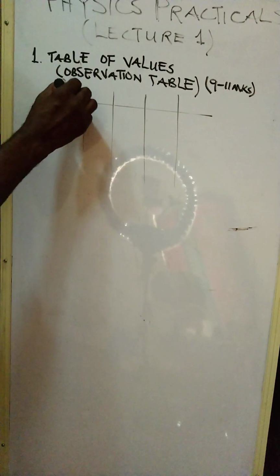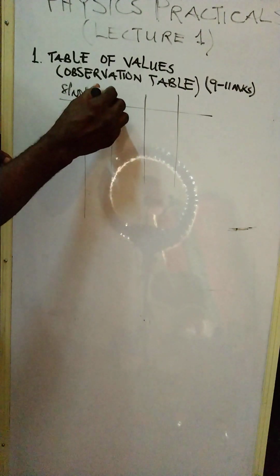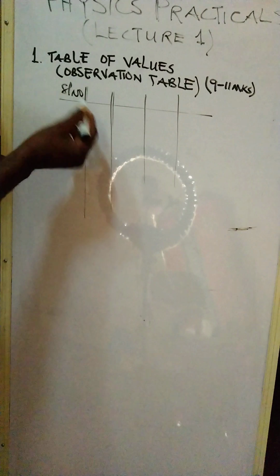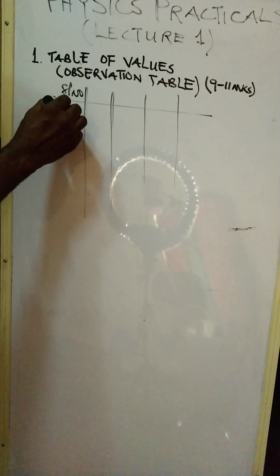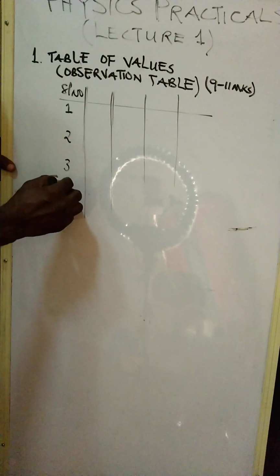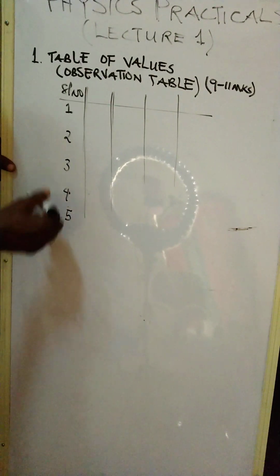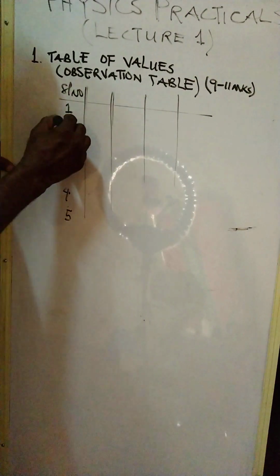So the number of experiments you are to do would be given to you from the question. Maybe you were to perform the experiment 5 times or 6 times. All right. So under the serial number, the number of experiments that you attempt, you record them. Let's say I am asked to take the readings 5 times. So I will stop at this point. Then you draw your line.